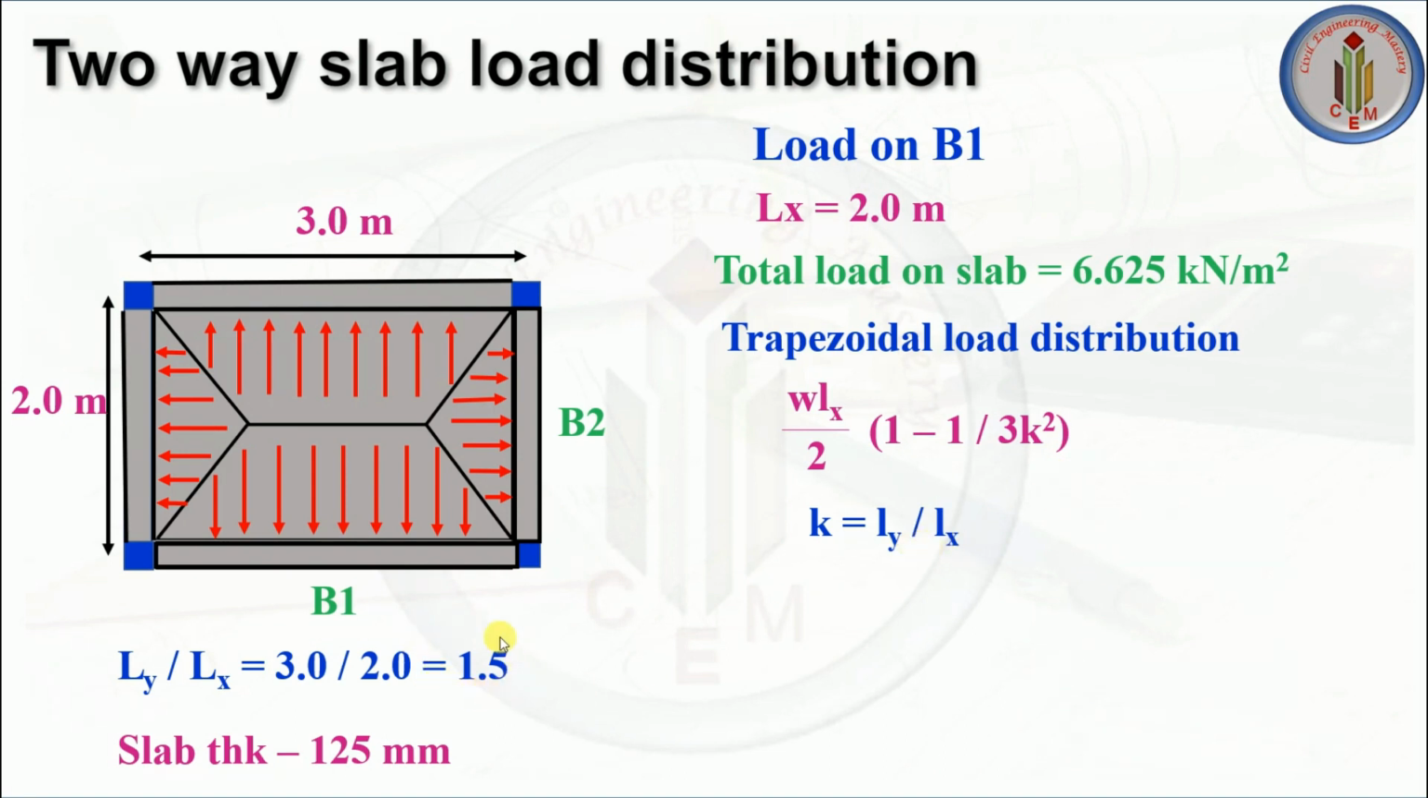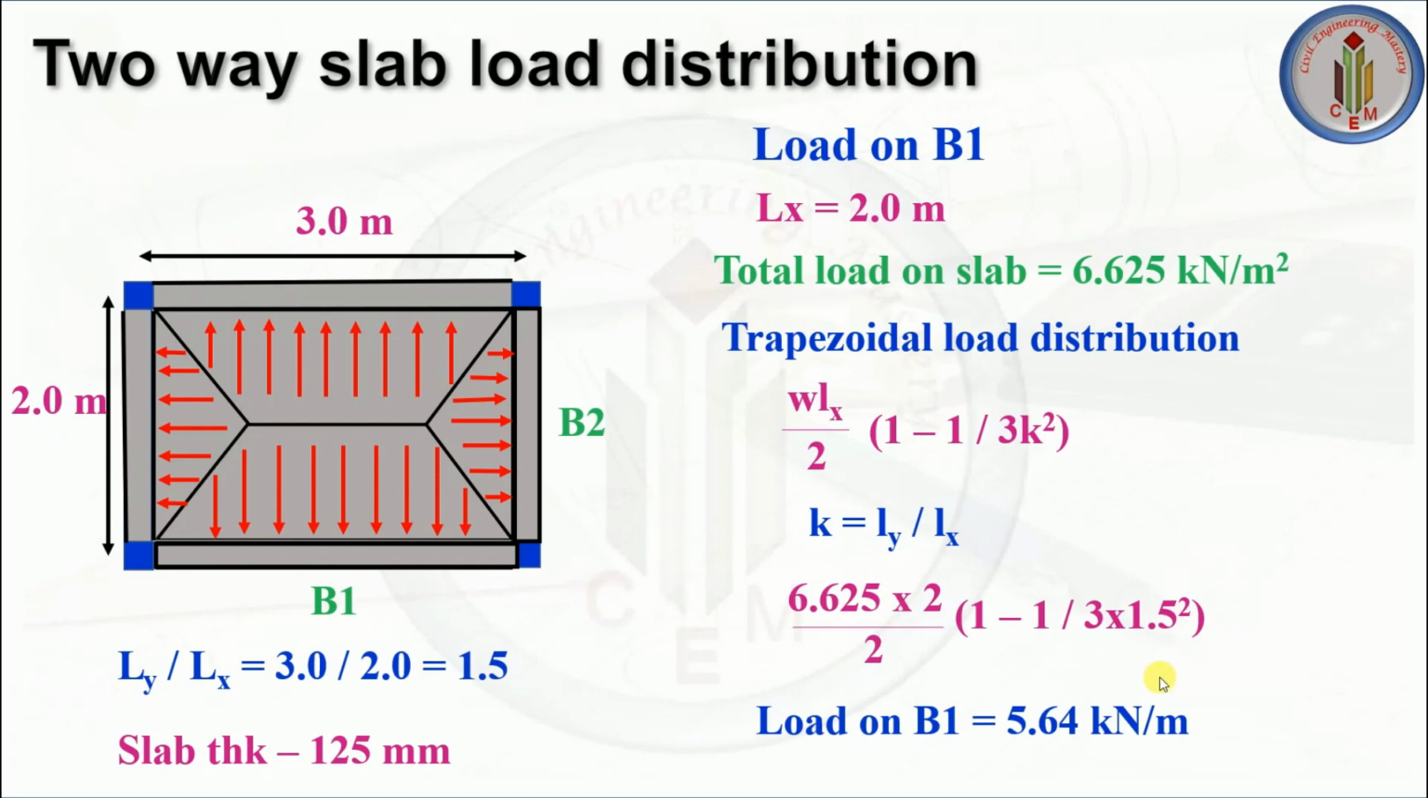So this value we need to consider. I have substituted all the values, load, span, and then 1 minus 1 divided by 3 multiplied by k square. So k is Ly by Lx, that value is 1.5. So by solving this we get 5.64 kilonewton per meter. So this trapezoidal load is 5.64 kilonewton per meter, which is coming on this beam 1. Similarly, the same load will go to this beam as well.